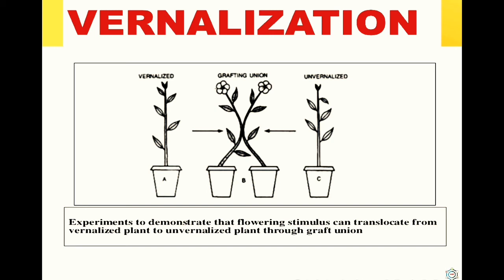The German botanist demonstrated that the product of vernalization could be transmitted from a vernalized to an unvernalized Hyoscyamus plant through a graft union, and he named this substance vernaline. Vernaline is a hypothetical substance and has not been isolated. So here you can see the experiment to demonstrate that the flowering stimulus can translocate from a vernalized plant to an unvernalized plant through a graft union.